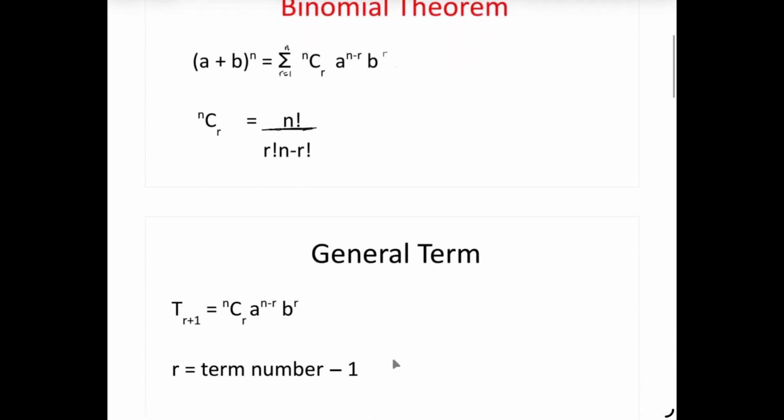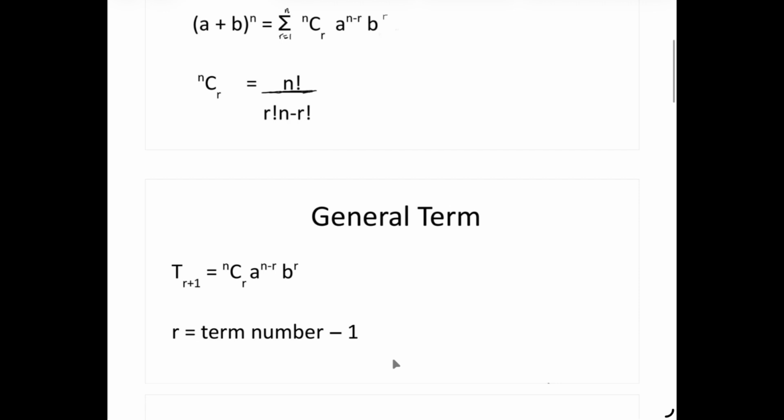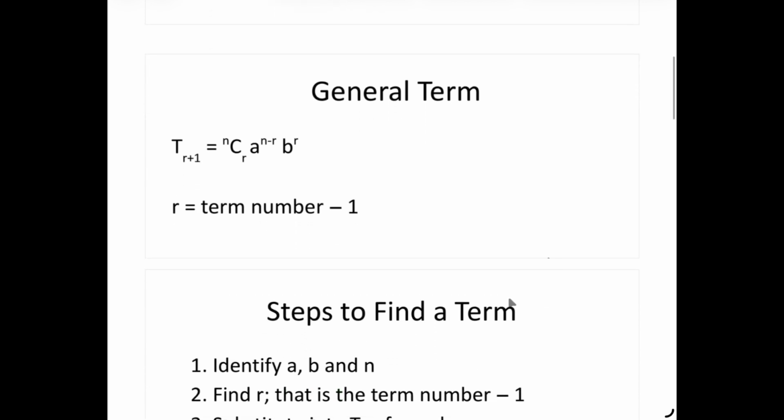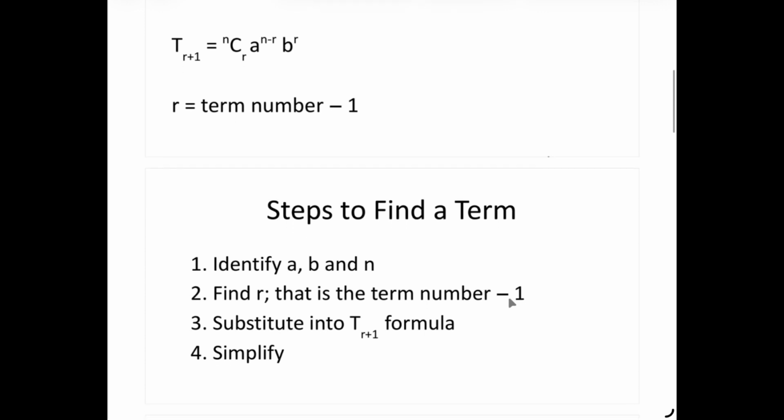The general term of a binomial expansion can be found by the formula t sub (r plus 1) is equal to nCr times a raised to the n minus r times b raised to the r, where r is the term number minus 1. Now here are some steps to finding the terms of a binomial expansion.